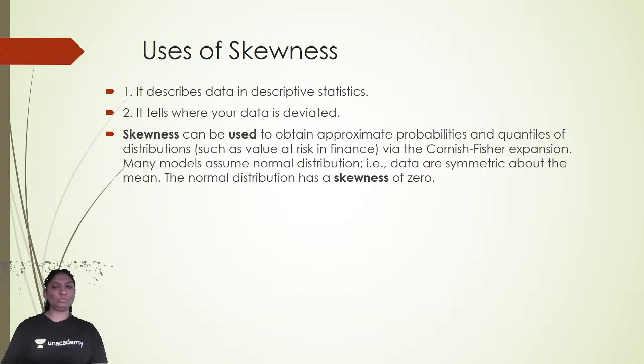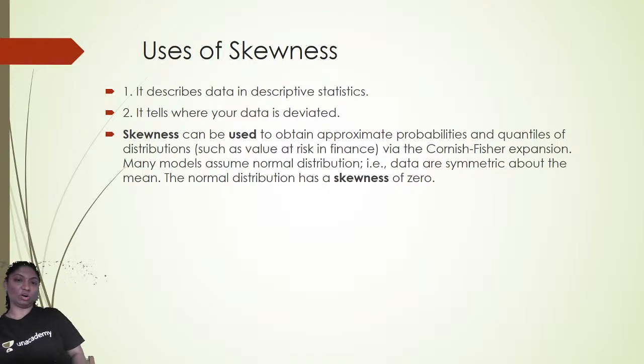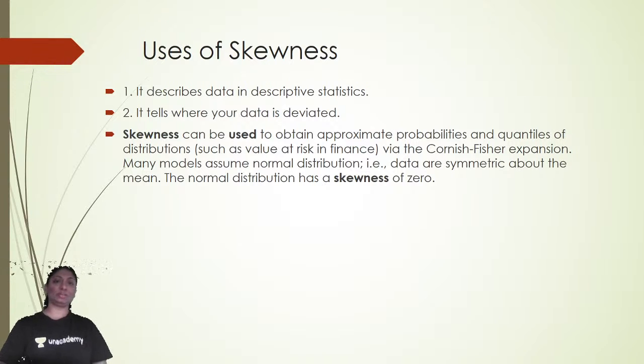Now, what are the uses of skewness? As I told you, moments are generally used in skewness. It describes the data in descriptive statistics. For example, heights of students, income distribution of people, or marks scored by the students in an examination. All the data you can directly describe by using skewness, how it is distributed.